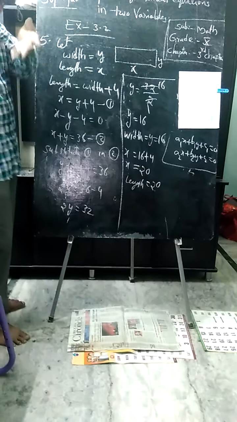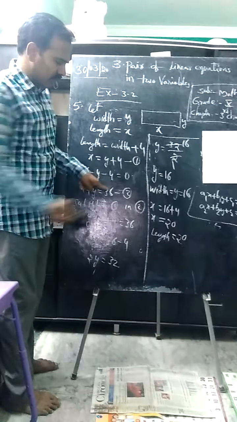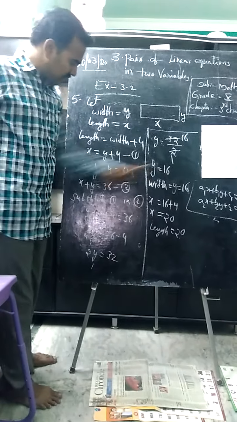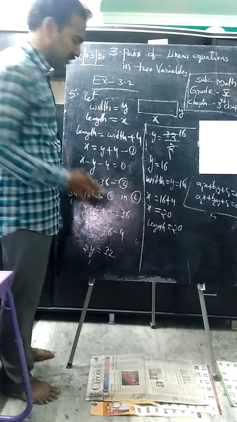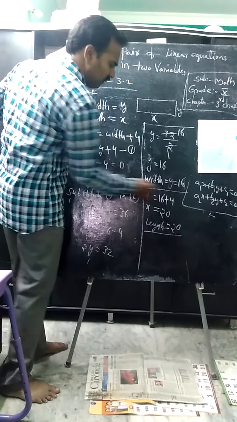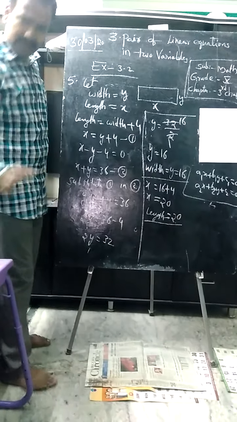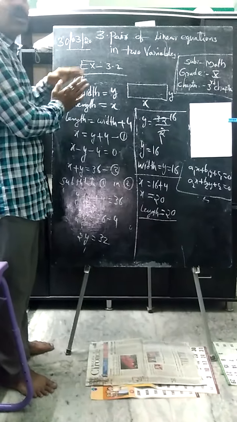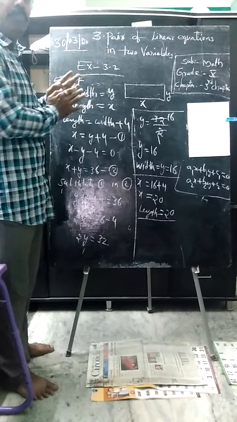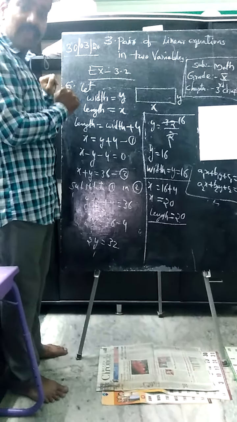If you want, you can verify it. You put in x plus y is equal to 36. X is equal to 20. 20 plus 16 is 36. So it is verified. So the length of the rectangular garden is 20. Width of the rectangular garden is 16. Our answers are correct. So this is the way to solve word problems by using a pair of linear equations in two variables. Yes, students.